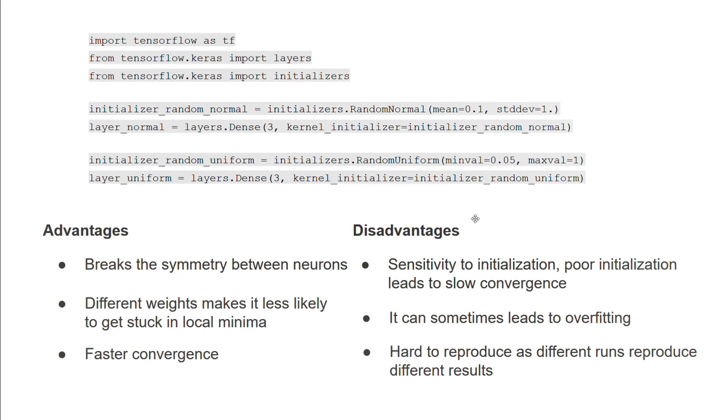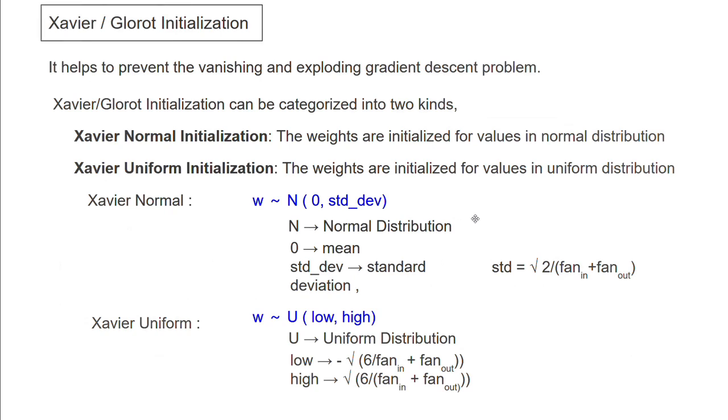Okay, go to the next one. Xavier and Glorot initialization. It helps to prevent the vanishing and exploding gradients which we face in the zero initialization or constant initialization. Here also there are two kinds. One is for the normal distribution, the other one is for the uniform distribution. The technique is the same.